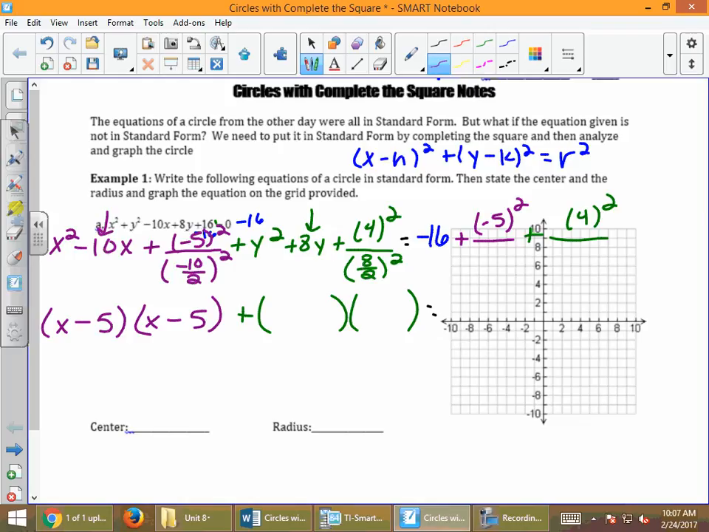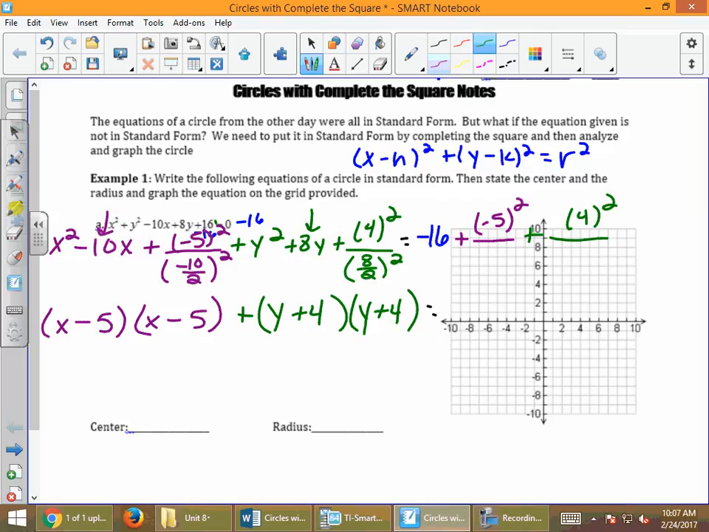Repeat that same process with the y. So how many y's do we have? 2. So each parenthesis gets a y. Go to the back number. How many 4's do we have? 2. So each one gets a 4. That's the same thing every time. You're going to get a number squared here. It's going to be the same thing every time, just a different number.